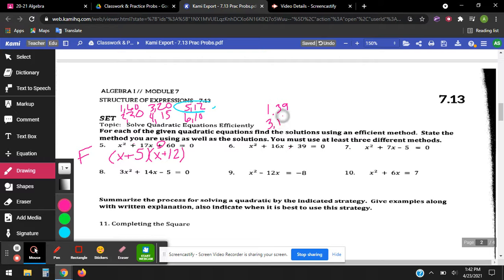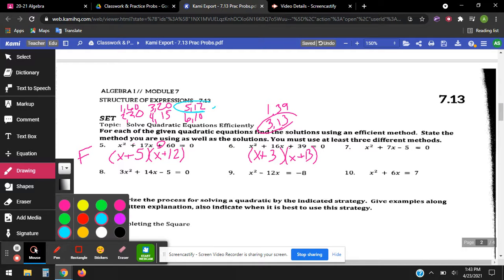3 and 13, 4, 5, 6, no, 7, 8, 9. Nope, I think that's it. So x plus, they're both adds, and 3 and 13, they make 16. Oh, you know what? We didn't actually put the answers. The solutions then with these guys, x equals -5 and -12, right?